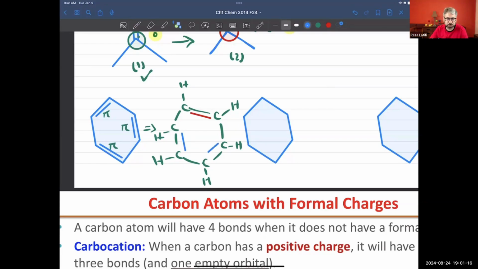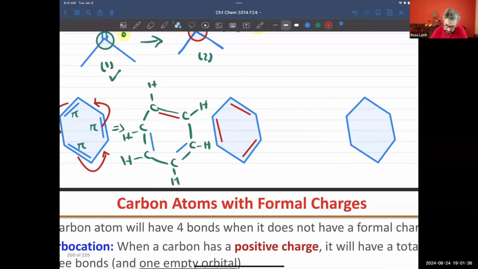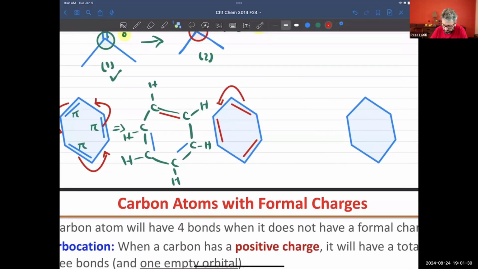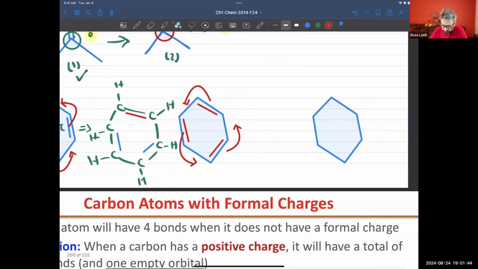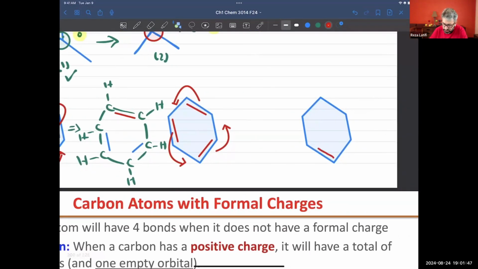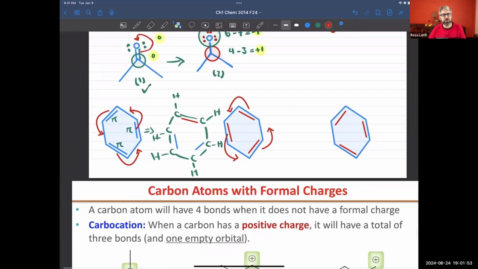Can I change the position of the double bond? Yes, you can put the double bond somewhere here, and then this one will go there, and this one will go here. So we're going to get a pi bond here, and then I can move this pi bond and do the same rotation with the rest. If I do it, I get pi bonds here, there, and there. So I got 3 Lewis structures for the benzene molecule.